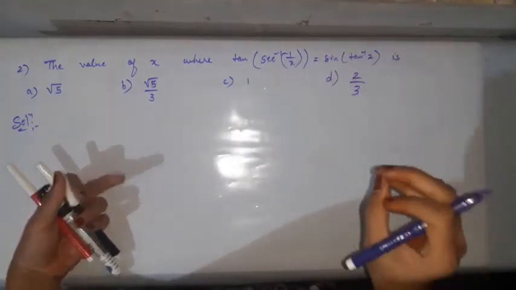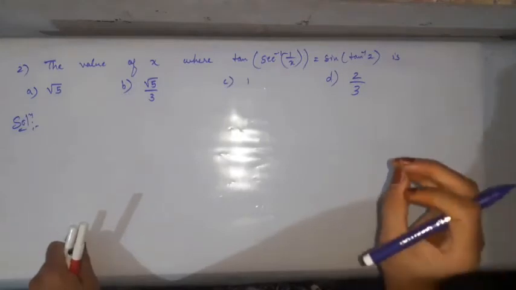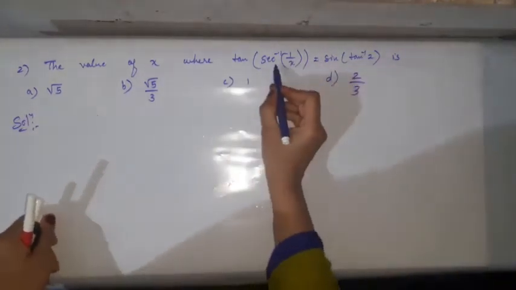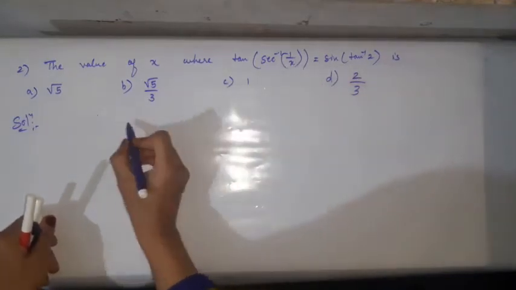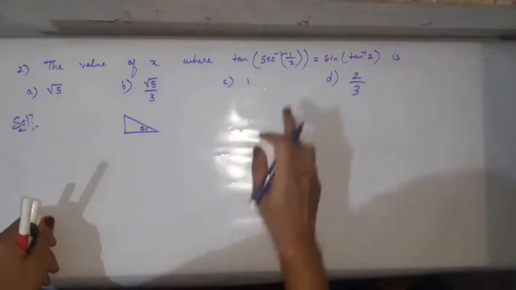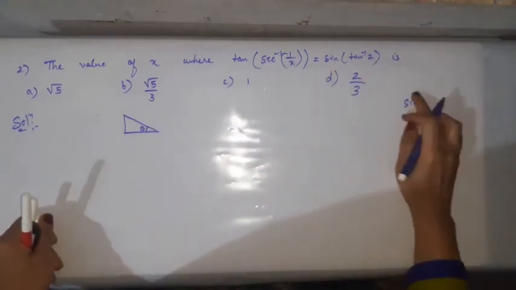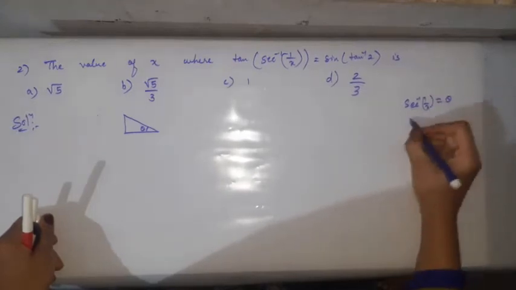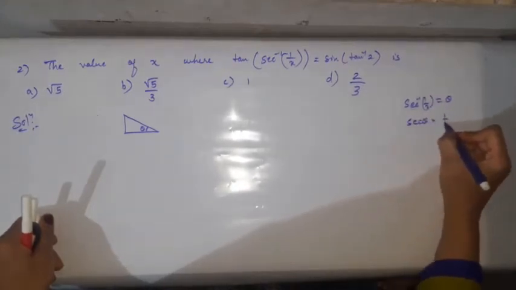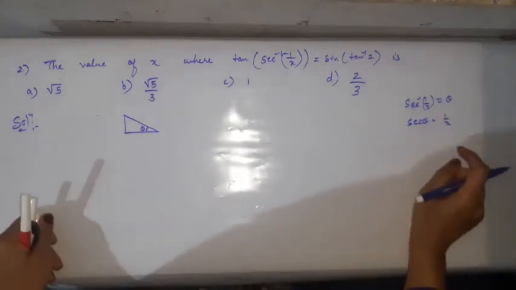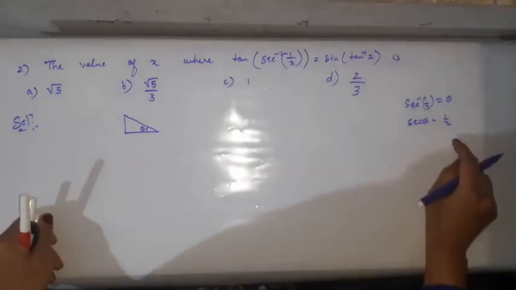For that you need to refer to your trigonometric triangle. Now what is that trigonometric triangle? See here. You have secant inverse of 1 by x. So it means if you just draw your triangle like this, suppose this is theta, say secant inverse of 1 by x is theta. So secant theta will be 1 by x.